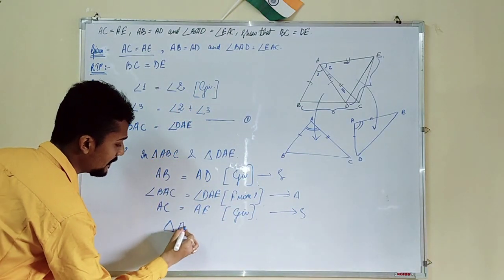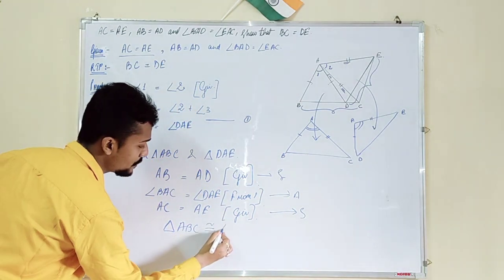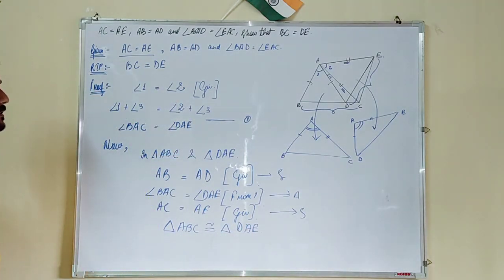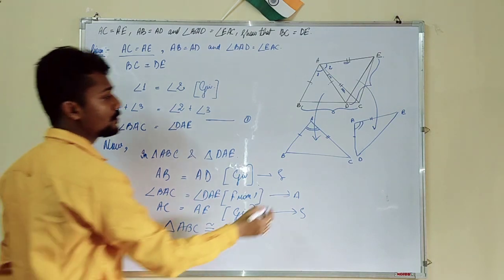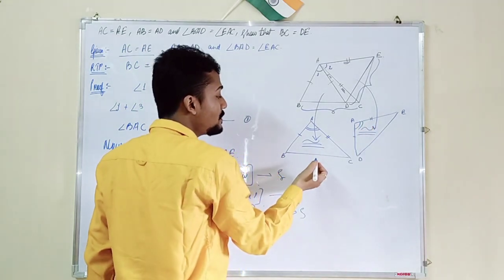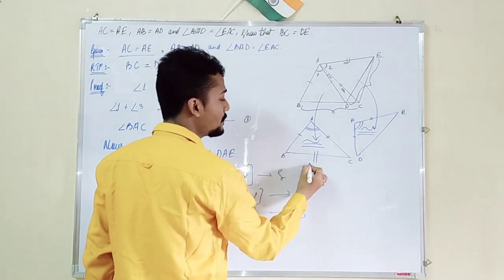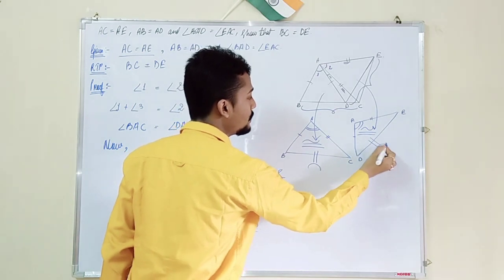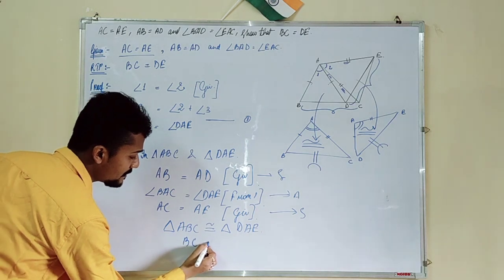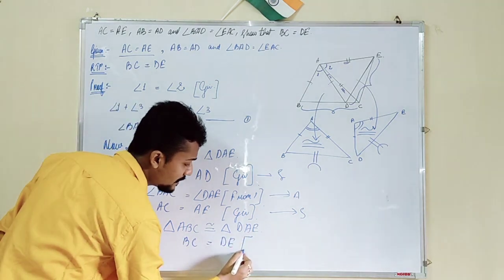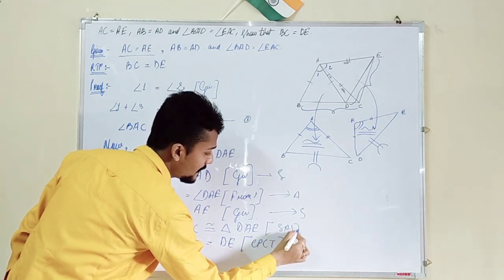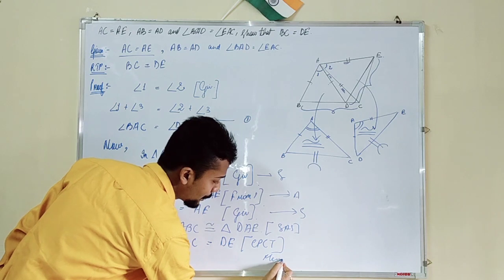That means triangle ABC is congruent to triangle DAE. If both the triangles are congruent, that means this particular side is equal to this particular side. Yes or no? That means BC is equal to DE, reason CPCT. Here what will be the reason for congruence? Side, angle, side. Hence proved.